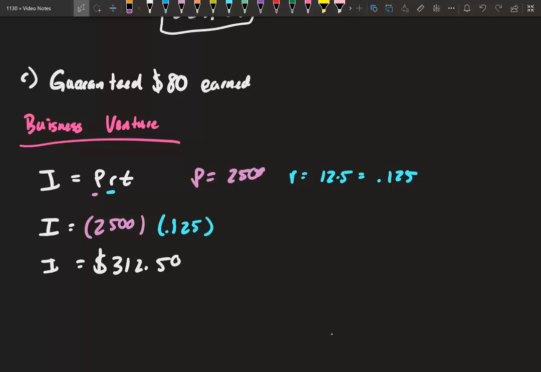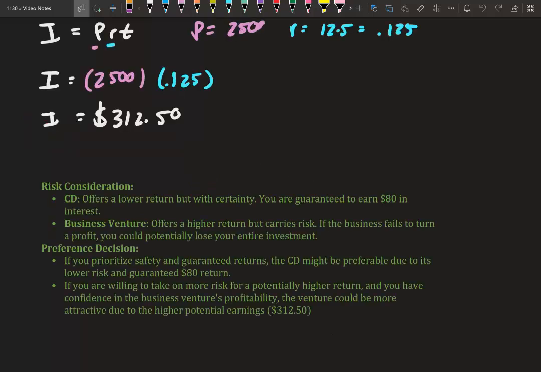So now we need to do a risk consideration. CDs offer a low return but with certainty. You are guaranteed to earn $80 in interest. Your business venture offers a higher return but carries risk because you could get nothing back. If the business fails to turn a profit, you could potentially lose your entire investment. Preference decision: if you prioritize safety and guaranteed returns, the CD might be preferable due to its lower risk and guaranteed $80 return. If you are willing to take on more risk for a potentially higher return and you have confidence in the business venture's profitability, the venture could be more attractive due to the higher potential earnings, which is $312.50.